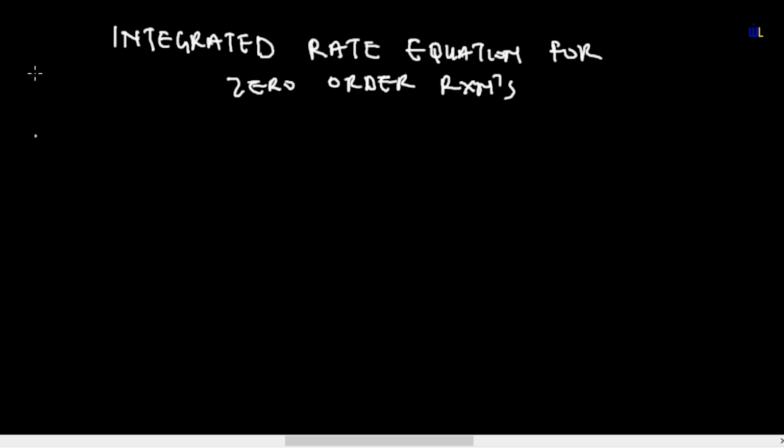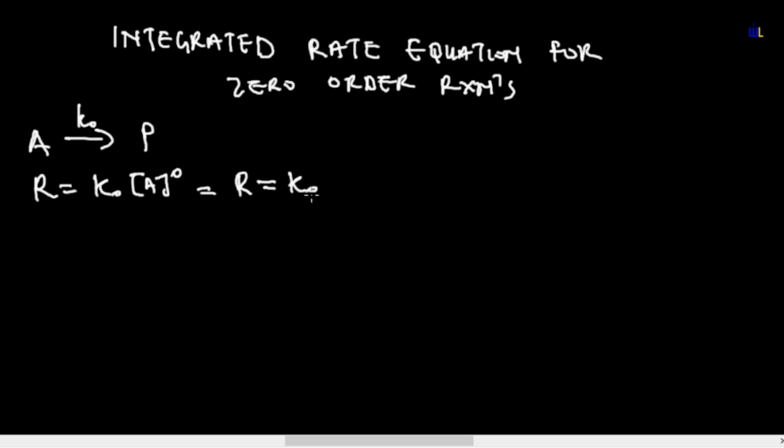A zero order reaction is simply a reaction whose concentration does not necessarily affect the rate. So the implication is that if we are to write an equation, A reacting to give a product, with k as the rate constant, the rate law expression is going to be given as R equals k0 [A] raised to power 0. The 0 here indicates the independence in this particular expression. Hence, this is going to give us R equals k0.